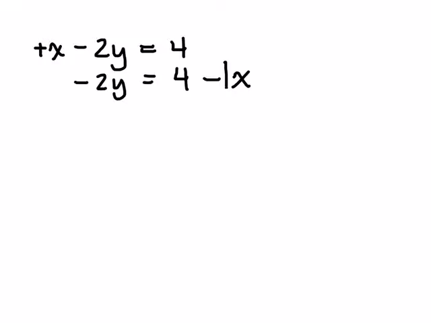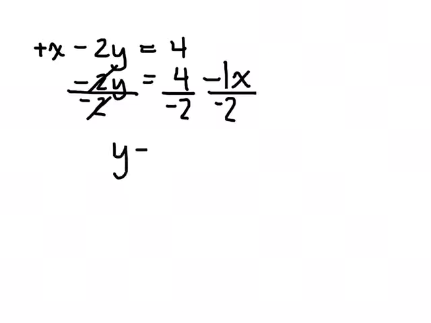Okay, is this equation in slope-intercept form? No, because it still says negative 2y. We want it to say y. So how do I isolate for y? Yep. Divide everything by negative 2. Good. So we're dividing every single term by negative 2. So we're actually dividing this by negative 2, and we're dividing this by negative 2. Okay, so this reduces. I'm left with y equals.